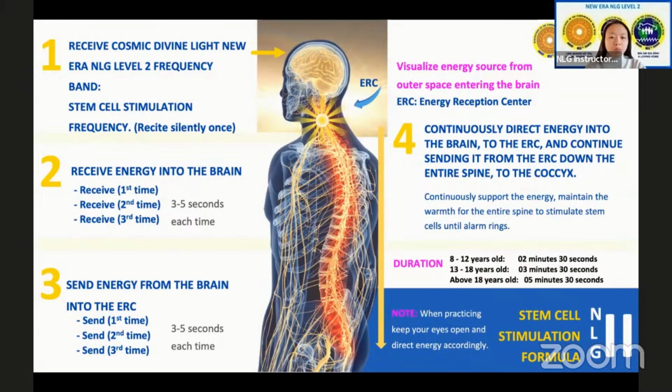All right, so you can have a look here. This is the stem cell stimulation frequency. This is very similar to that of level 1, but you can see here that in step 1, now that we're in level 2, you will see level 2 frequency band. If you have been practicing your level 1 formulas, then you will know exactly how to practice this formula here. So basically, you will read the notes, okay?